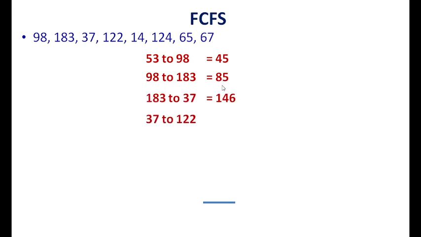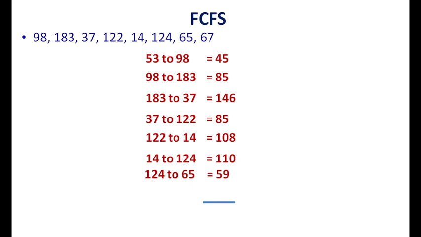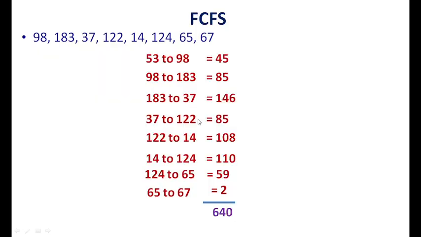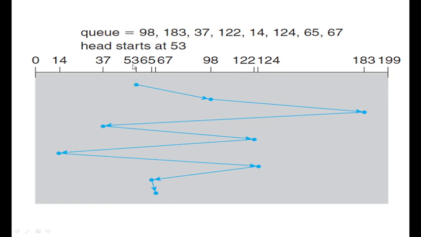Like that, if you just move from one request to another request, finally you will be getting 640 as the total number of tracks, which is nothing but the total seek time we computed for the given sample data. So we have to apply the next algorithm for the same problem, and this is the graph that was produced for the FCFS. So we can see that from 53 it went to 98 and then it went to 183. Like that it reached the last track.